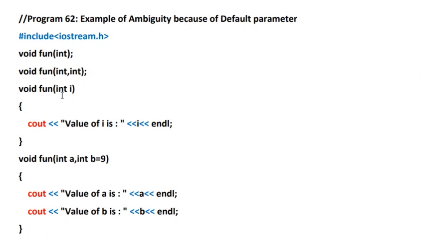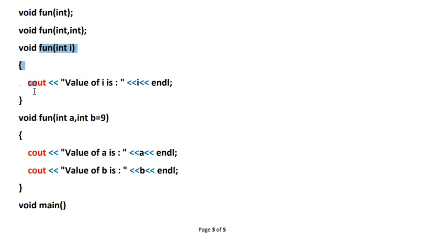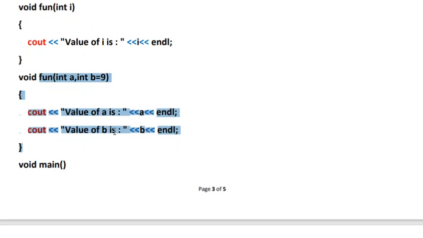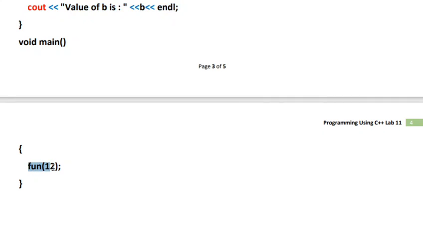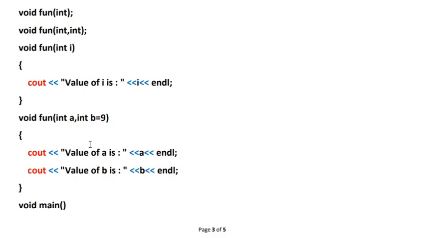Now the next instance is the problem of ambiguity because of default parameter. Here there are two declarations with the same name. One is capable of taking in one integer value, the other one is capable of taking two integer parameters, right? This is the definition for the function that takes in a single integer parameter, and this is a function that takes in two integer values, right? Now just see here, whenever I call a function fun by passing 12, the compiler will be in a dilemma which one to select, whether to select this particular version of fun, or this particular version of fun, because both are valid, right?